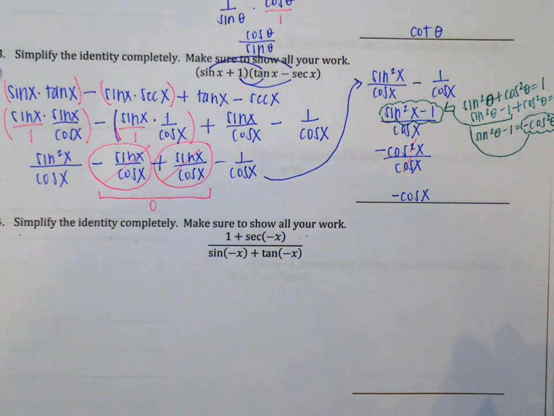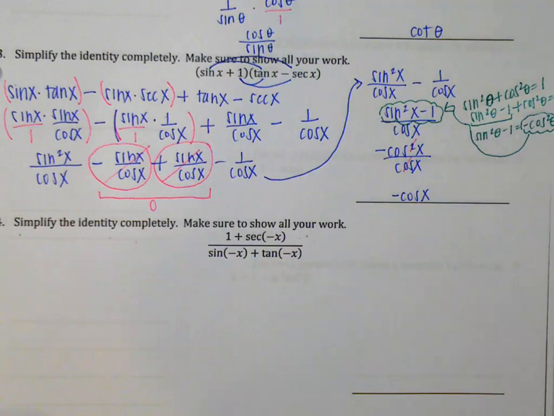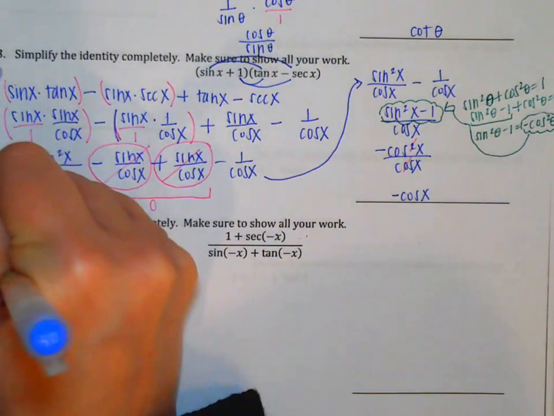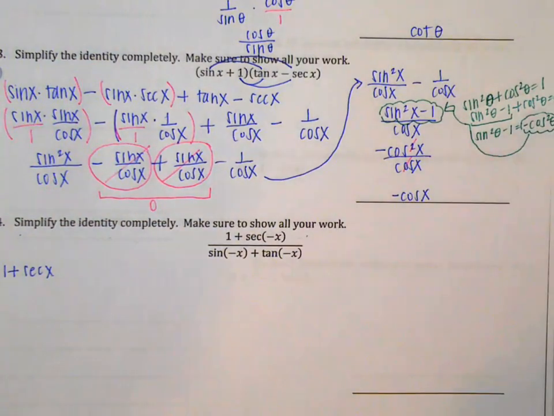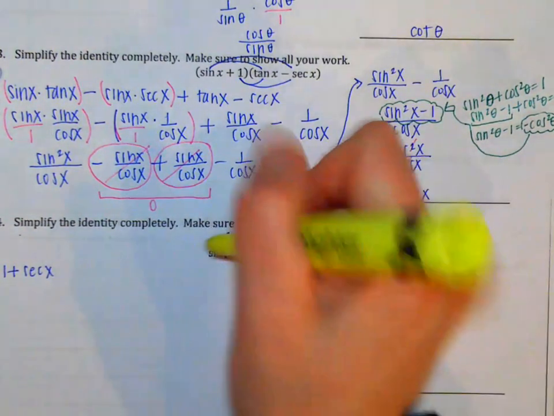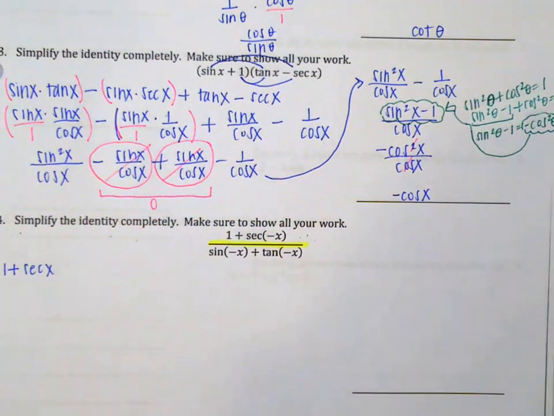Okay, so first thing I would do is use my even and odd identities. And so secant of negative x, looking here, secant just turns into a regular secant. So I have 1 plus regular secant x. And then instead of writing this as a fraction, I'm going to write it as a division problem.